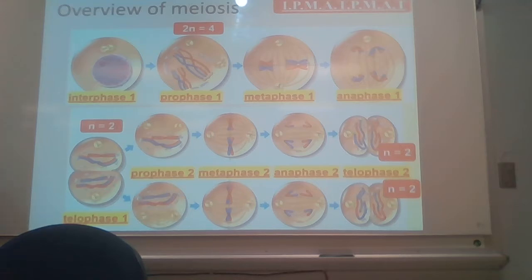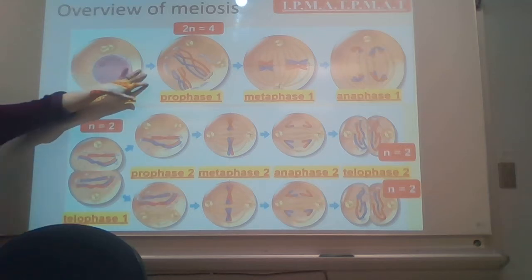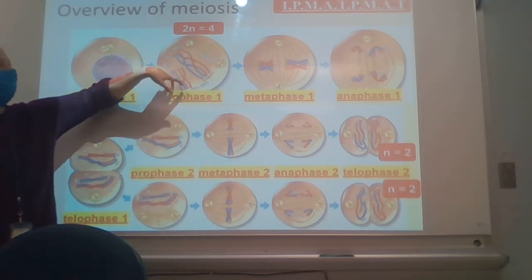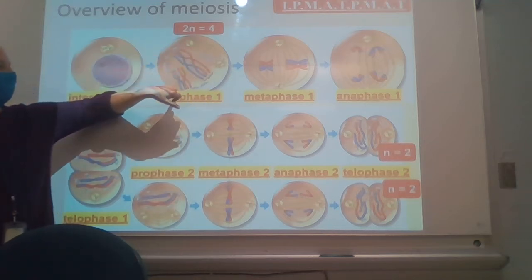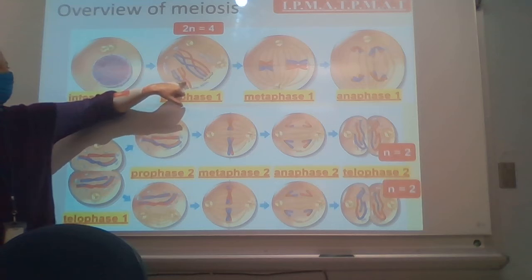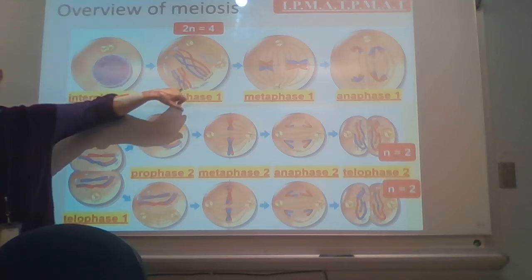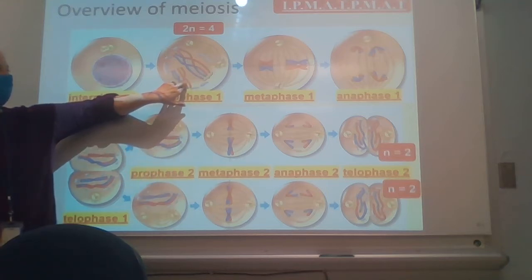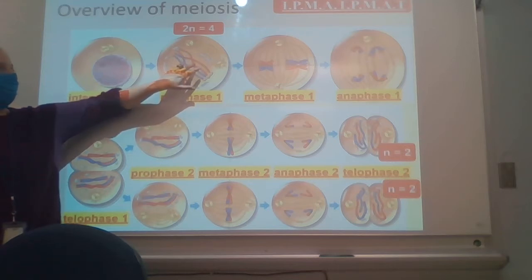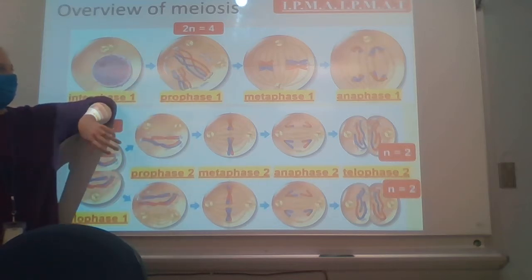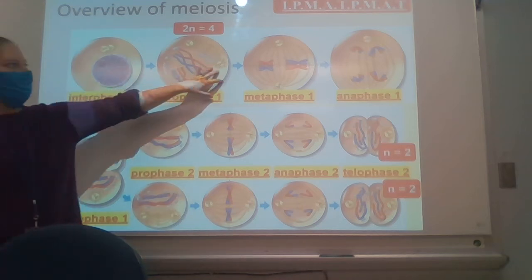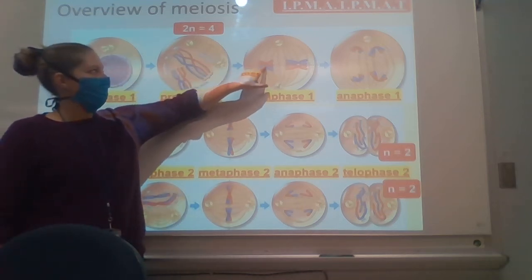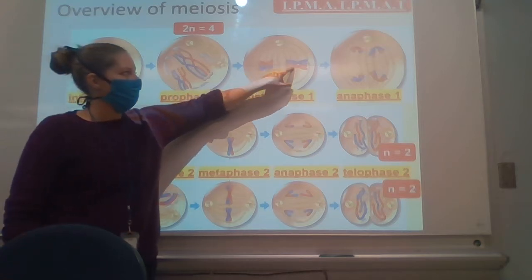We mentioned there's 2 rounds of division here. This first row of pictures is meiosis 1. We have interphase. We have prophase, where our chromosomes condense, our nuclear membrane breaks down, and our spindle fibers start to form. You'll also notice, and this doesn't happen in mitosis, our homologous chromosomes have paired up with each other, and the sister chromatids are actually swapping sections of DNA with each other. Then we move on to metaphase 1. Notice the chromosomes are still paired up with each other.